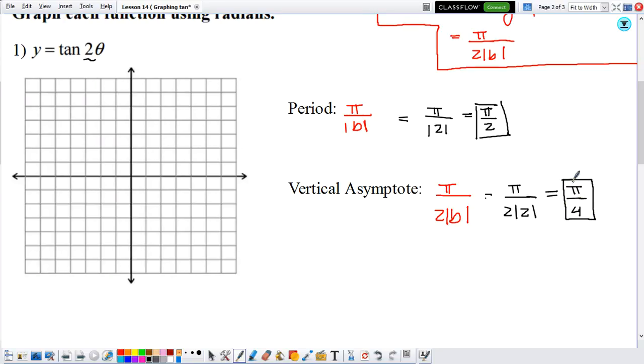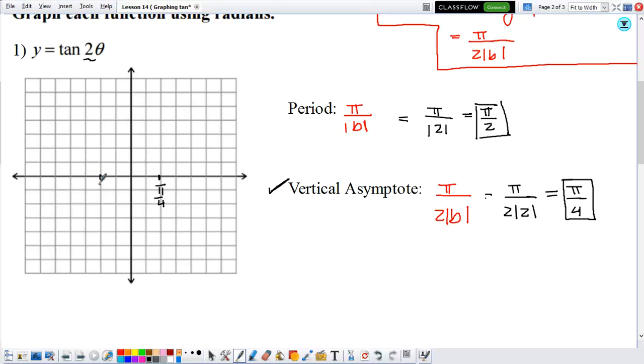Now that we have these properties here, now we're okay. Now we can start graphing. Now, when it comes to sketching a tangent function, we always start with finding the vertical asymptotes here. Here, I'm going to say that each 2 squares, that's a pi over 4. So 2 squares to the right is pi over 4.